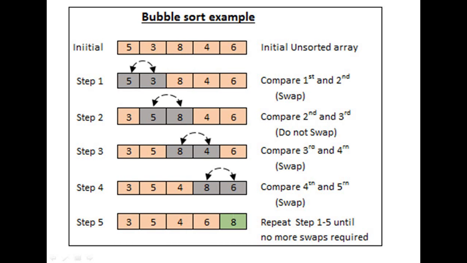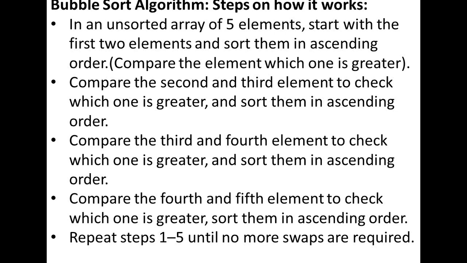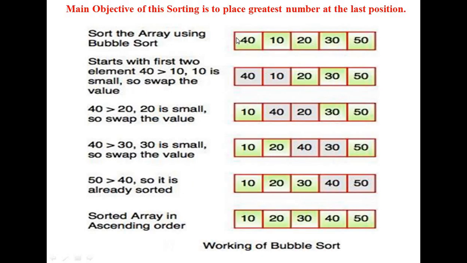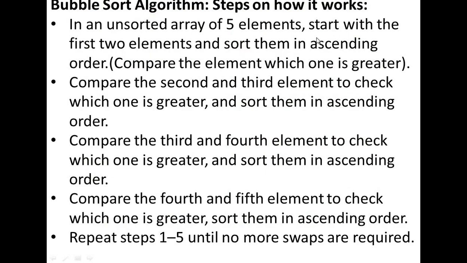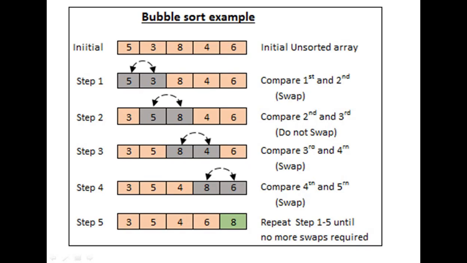Now this process will be repeated. Let me show you these steps. In an unsorted list of 5 elements, start with the first two elements and sort them in ascending order. Basically we are comparing the first two numbers. If the first number is greater than the second number, we exchange them, and if it is not greater, then we do not exchange. Compare the second and third elements to check which one is greater. Again the third and fourth, again the fourth and fifth, and so on until we place the greatest number at the last position. This is what is called bubble sort.